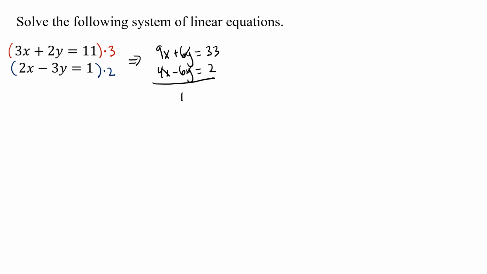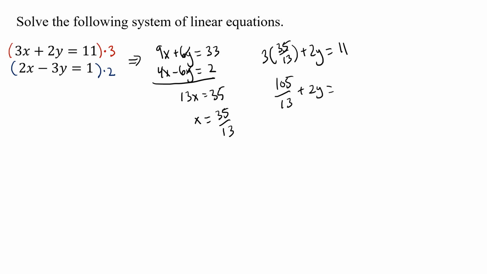9x plus 4x is 13x. 33 plus 2 is 35. So divide by 13, I get 35 over 13. Then I plug that back in, so 3 times 35 over 13 plus 2y equals 11. So 3 times 35 is 105, but 105 is not divisible by 13, so I just get 105 over 13.